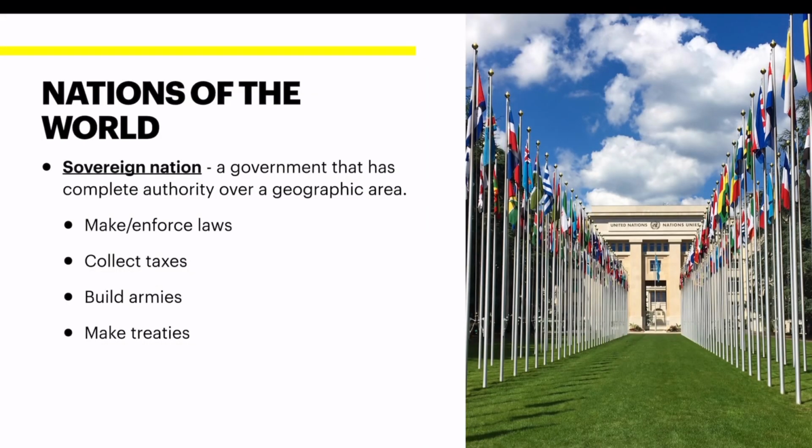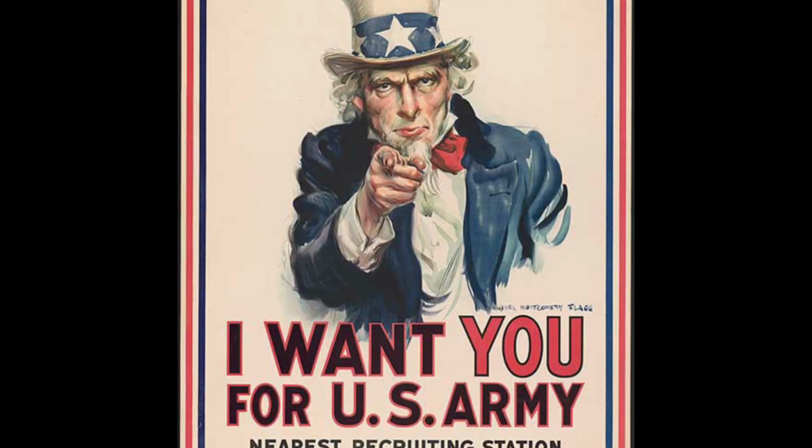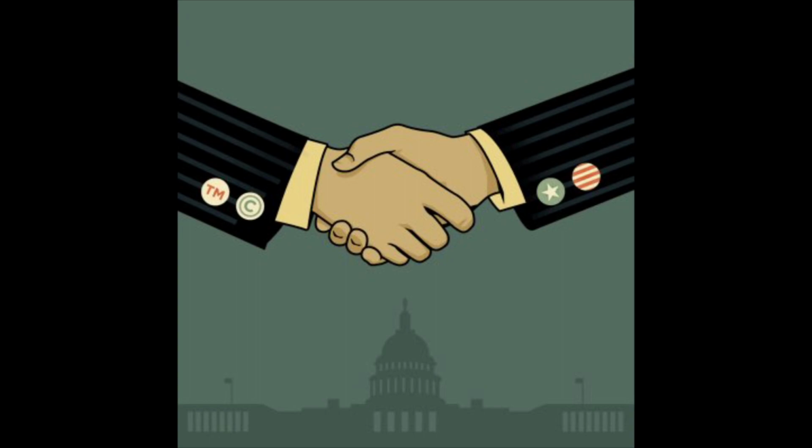Having identified borders is one characteristic of a sovereign nation. A sovereign nation is a government that has complete authority over a geographic area. Sovereign nations rule independently from governments outside their borders. They make and enforce their own laws, they collect taxes, they build armies, and they make treaties with other nations.